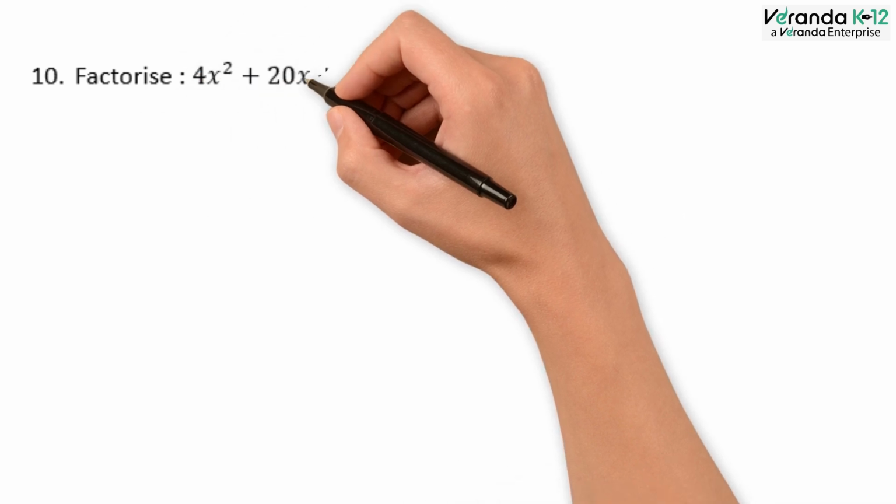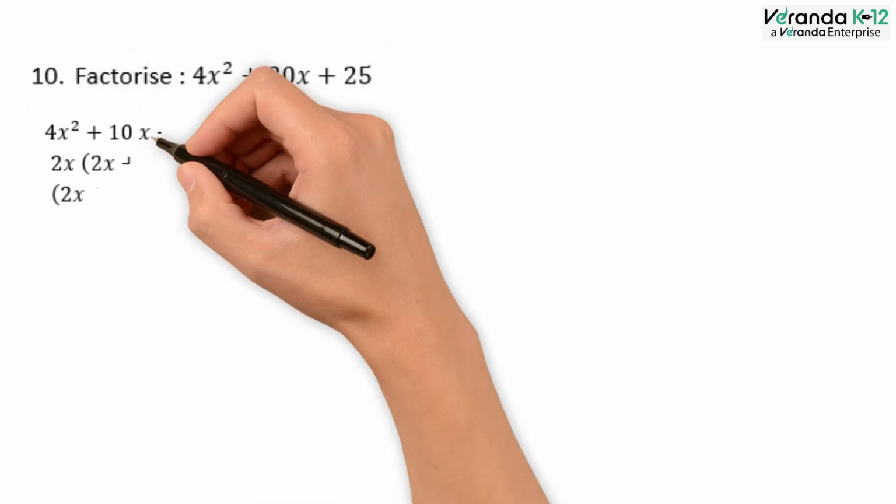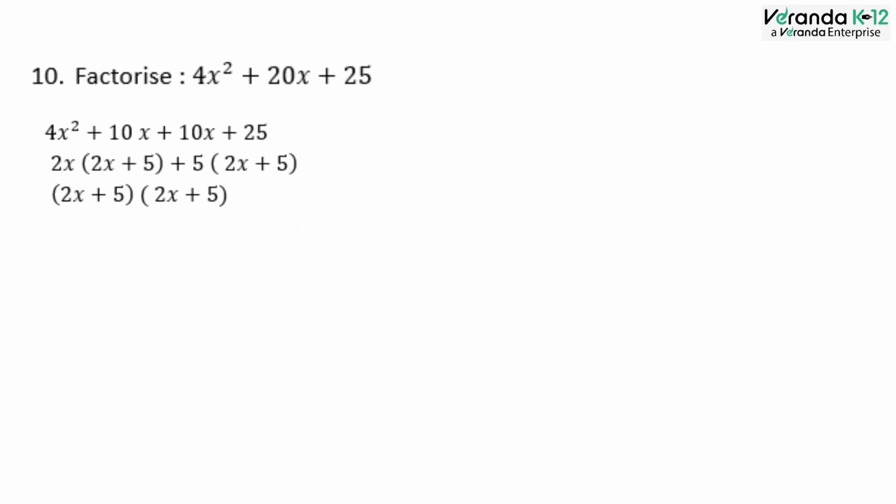Tenth question. Factorize 4x² + 20x + 25. Solution. Using splitting the middle term, we get 4x² + 10x + 10x + 25. From the first two terms, if we take 2x as common, we get 2x(2x + 5). And from the last two terms, if we take 5 as common, we get 5(2x + 5). Hence, we get (2x + 5)(2x + 5).